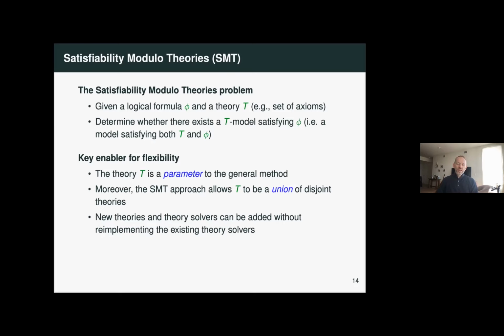So that means T could be something very specific for a particular application domain. And moreover, SMT allows T to be a combination of several different theories. So you can add new theories and new solvers for those theories without re-implementing or changing the implementation of the existing solvers. So there's a way in which this SMT approach is inherently extensible and flexible. And we're going to leverage that in the examples that I'm talking about today.